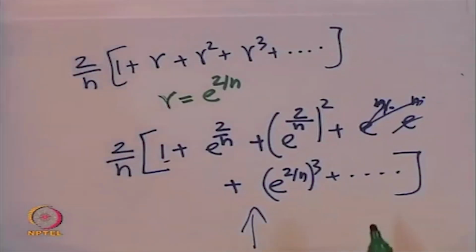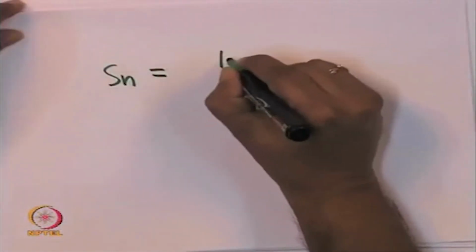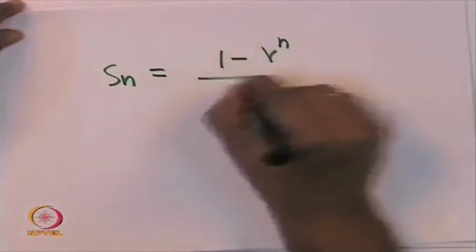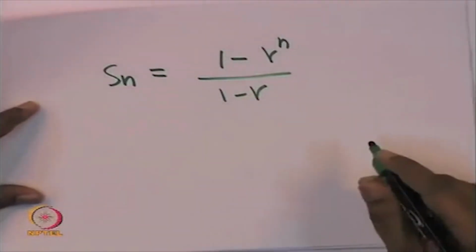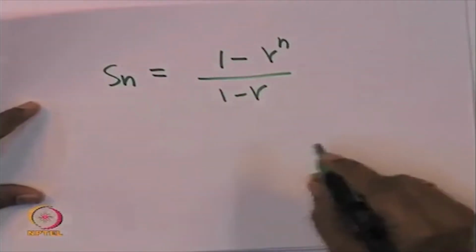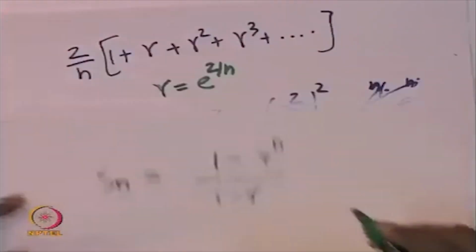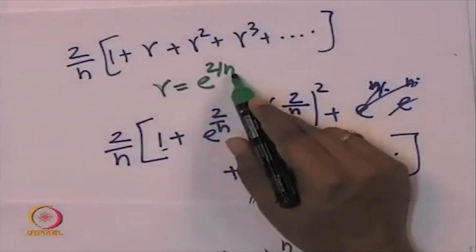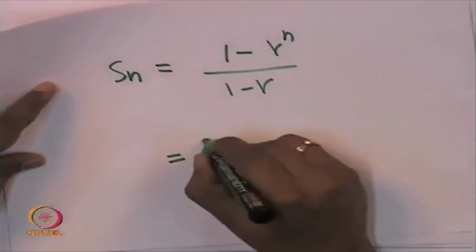The sum of a geometric series up to n terms, S n, is basically 1 minus r power n divided by 1 minus r. We have learned this kind of formula. In our case, r is e power 2 by n, so let us rewrite this with the 2 by n here.